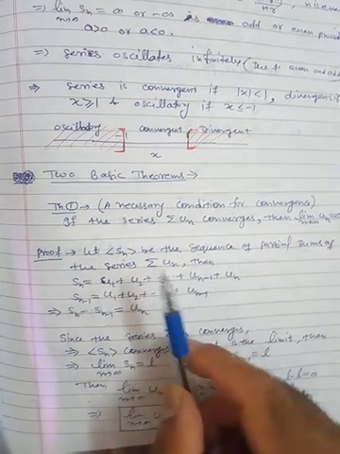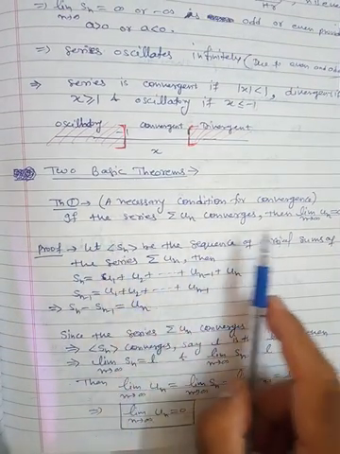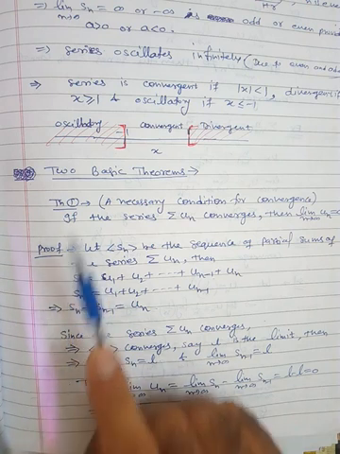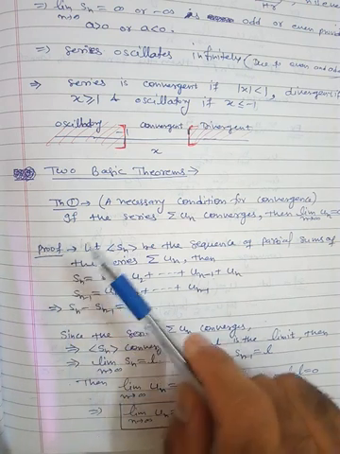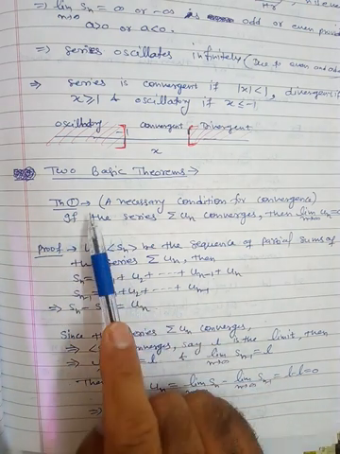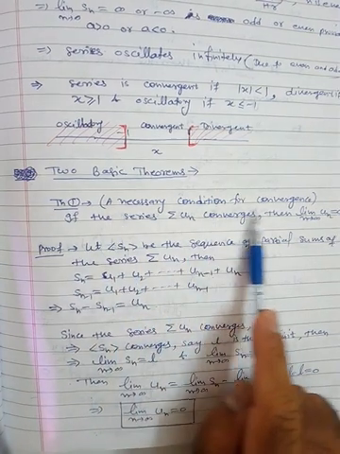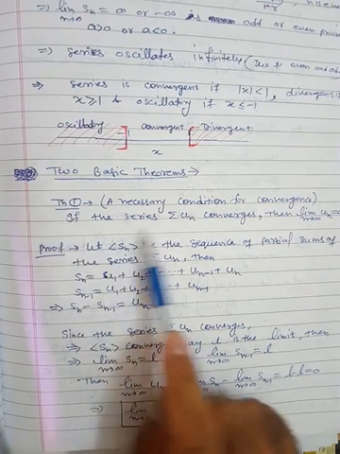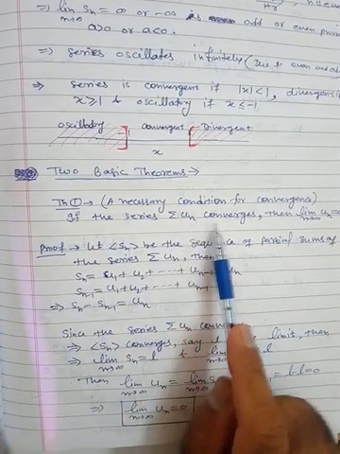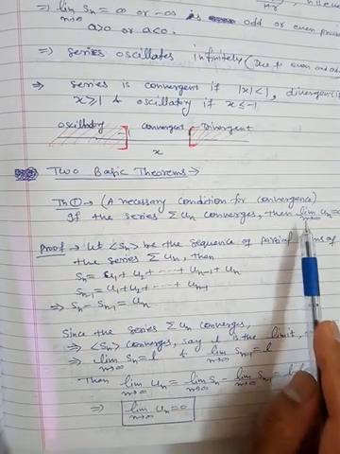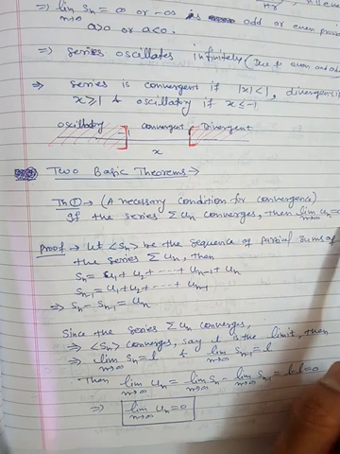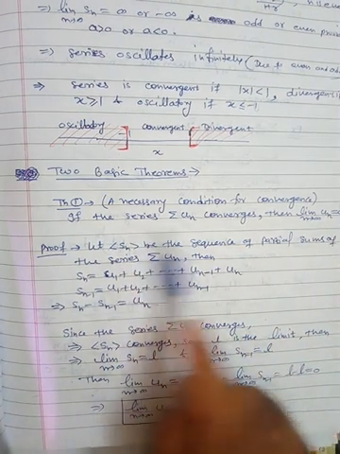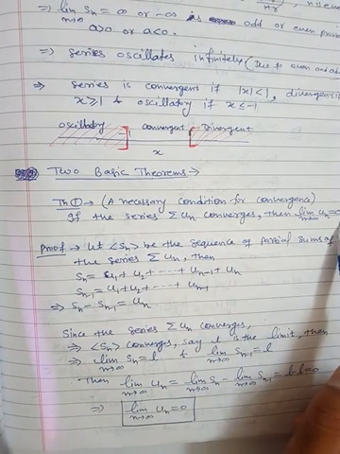Students, in this video I am going to discuss a few theorems on convergence and divergence of infinite series. The first theorem is a necessary condition for convergence. This is only a necessary condition. If the series summation of un converges, then the limit as n tends to infinity of un is equal to 0. That means if the series converges, then this limit will be 0.